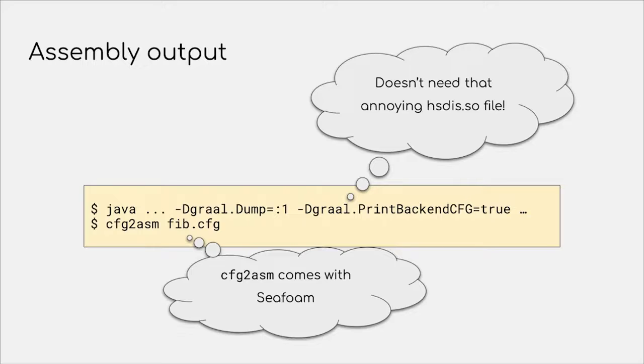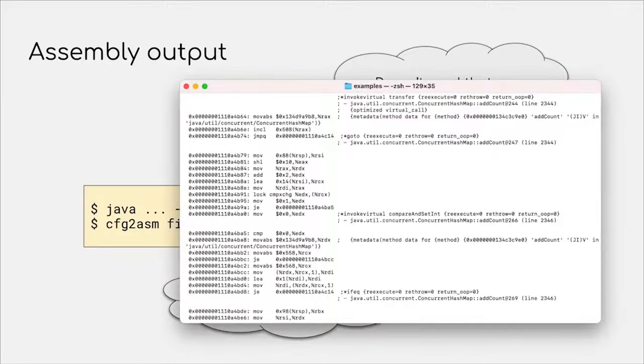Something that Seaton can also do, if you still want to see assembly, Seaton can also show you assembly. So it includes a tool called CFG2ASM, and this tool doesn't need that annoying HSDIS file. And it will give you some assembly output as well. So we can see the assembly if we want to with our tool, but we can also use it to answer questions like, will the JIT compiler combine my synchronized blocks? And we can use it to answer questions like, will the JIT compiler remove the allocation of this object, which I think isn't needed.